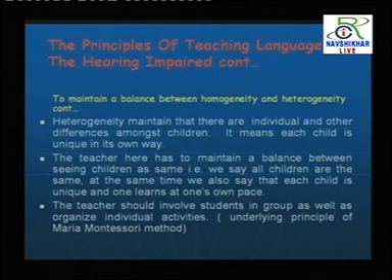Heterogeneity means that there are individual and other differences among children. It means each child is unique in its own way. The teacher has to maintain a balance between seeing children as the same. We all say children are the same. At the same time, we all say that each child is unique and one learns at one's own pace. The teacher should involve children in group as well as organize individual activities, underlying principles of the Maria Montessori method.